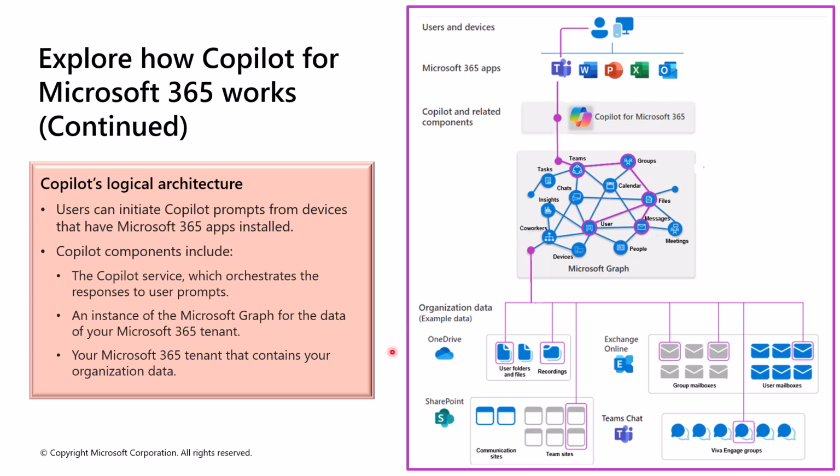Then you have your organization data here. At the organization data level, you have the files, your folders, your meeting recordings, and all. Then you have your Exchange here, which is responsible for your emails, right? So you have the group mailboxes, you have the user mailboxes here. So these are organization data. Then at this level also, we have the organization data in SharePoint, where you have either your communication site or team site. Communication site is for your announcements, and team site is for collaboration.